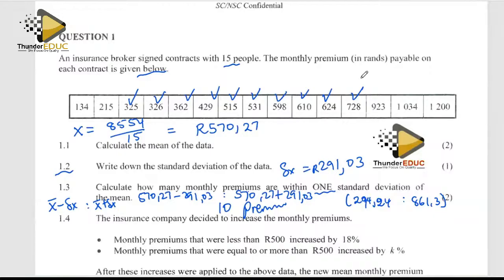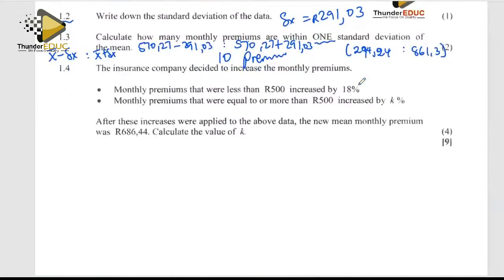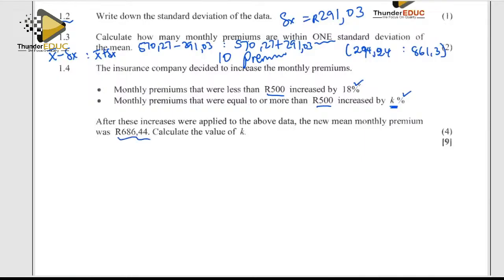Okay, so 1.4, they're telling us that the insurance company decided to increase the monthly premiums. The monthly premiums that were less than 500 were increased by 18%, and those that were above or equal to 500 were increased by a certain percentage, which is K. After the increments, a new mean was determined as 686.44. They want us to get the value of K.